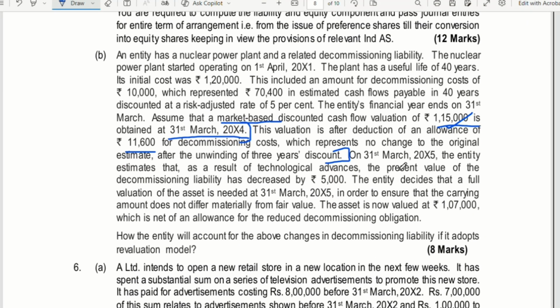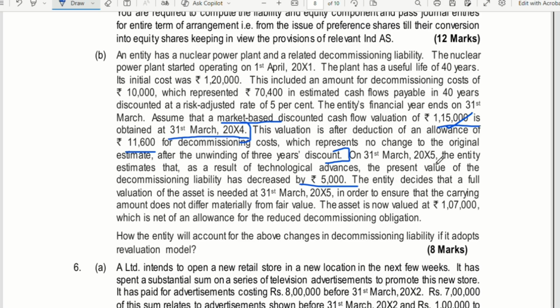अभी on 31st March 2005, means after 1 year, 31st March 2004 के बाद next year में भी क्या हो रहा है? The entity estimates that as a result of technological advances, the present value of decommissioning liability has decreased by 500. यहाँ पे देखो, यहाँ पे जो है ना decommissioning cost में कुछ change नहीं हुआ था. यहाँ पे सिर्फ उन्होंने बोला था कि थर्ड ईयर का जो डीकमीशनिंग लायबिलिटी है वो फेयर वैल्यू में इंक्लूड नहीं है, बस इतना ही बोला है.